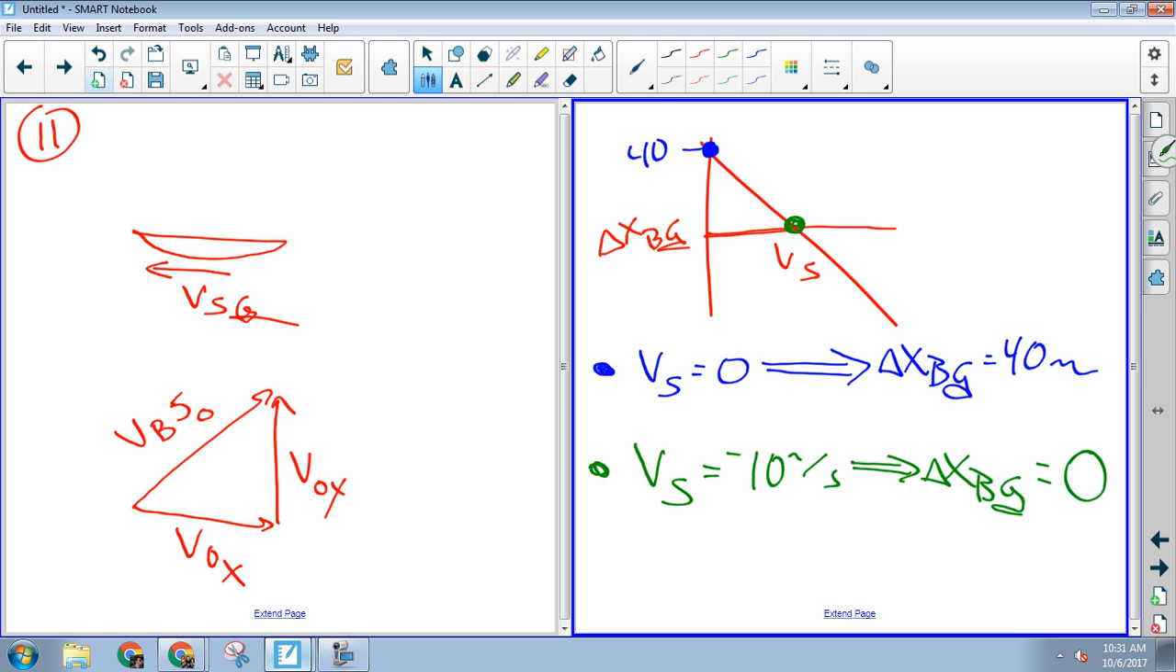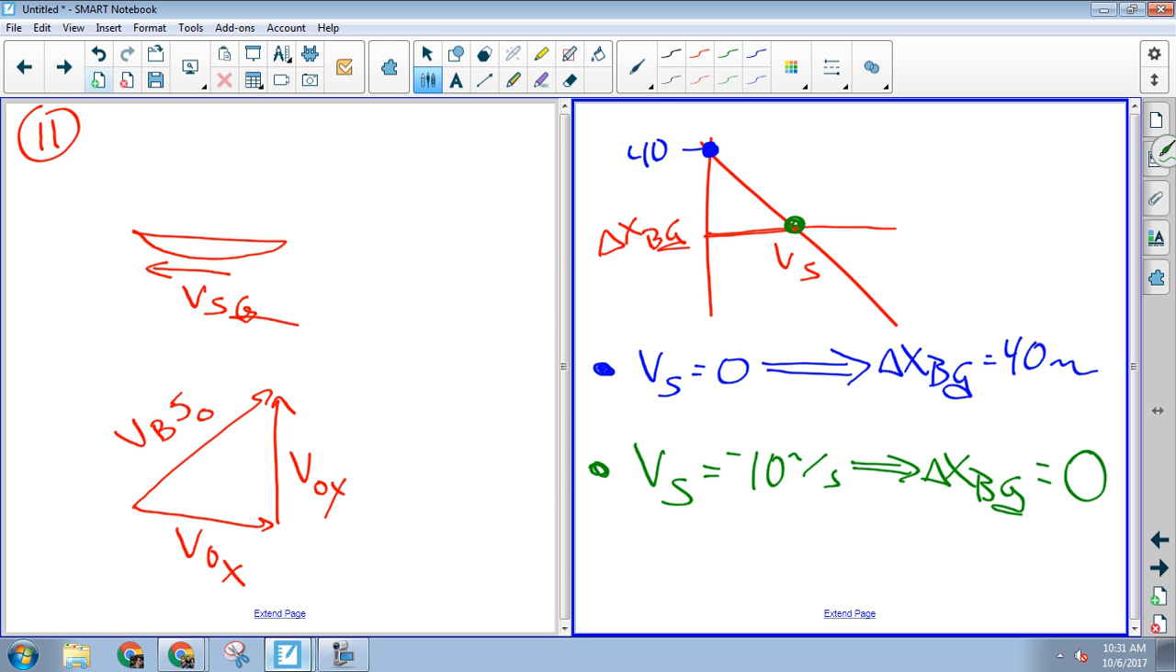So what that's saying is, relative to the ground, the ball went straight up and straight down. That is huge. That piece of information is colossal. Automatically, I know one of the three sides of my triangle based on that.